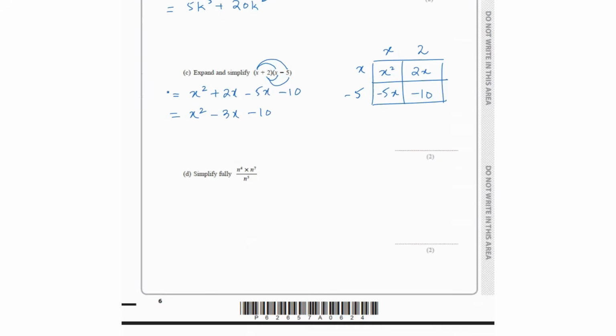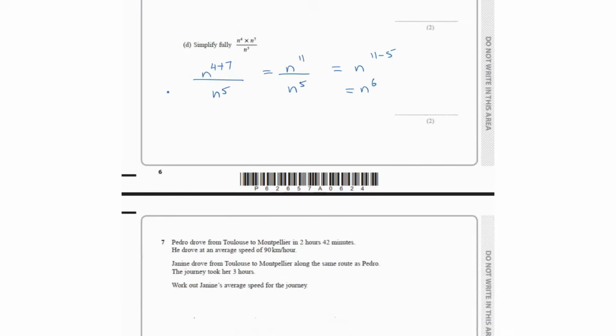That's what they're saying. Then again, you can get a question on indices where they're multiplying similar bases and dividing at the same time. So in the numerator, since they're multiplying similar bases, we add the powers. And then when we're dividing similar bases, we subtract the powers. That's your answer.